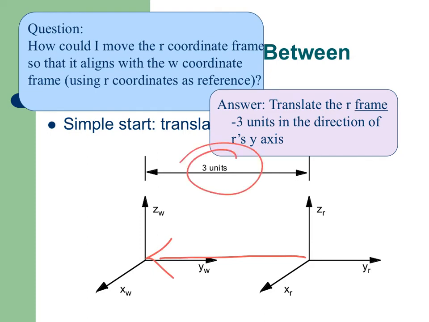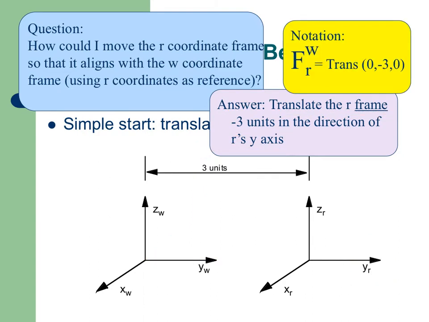And that direction happens to be the negative y direction relative to the robot coordinate frame. So I'm going to say that I need to translate the R frame negative 3 units in the direction of R's y-axis. And of course, we can write this using the standard notation where we're saying we're making a translation only, with 0 in the x direction, negative 3 in the y direction, and 0 in the z direction. And that lets us do a frame transformation that transforms the robot frame into the world frame.